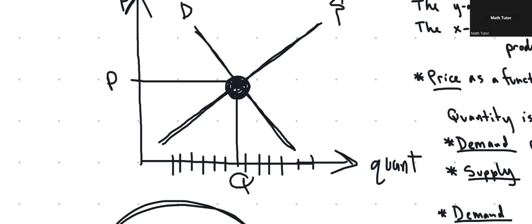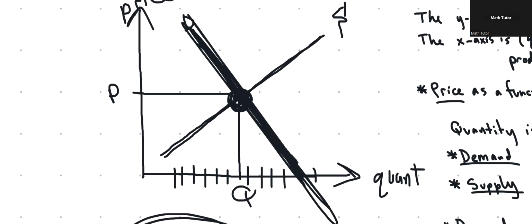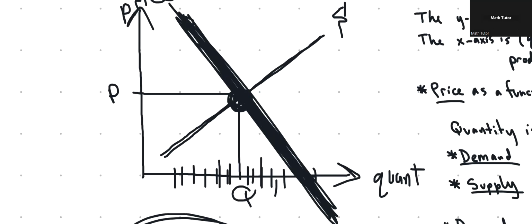But demand is, of course, the quantity that the customer is actually buying. For the demand curve, we're literally talking about the quantity that customers are buying.